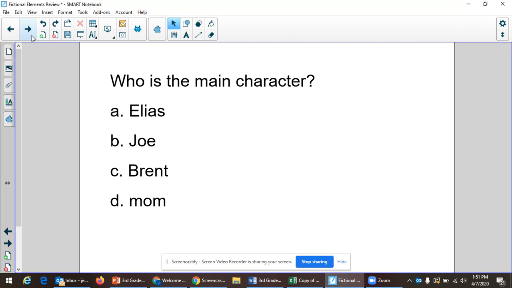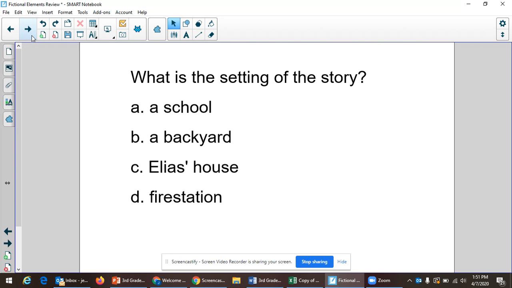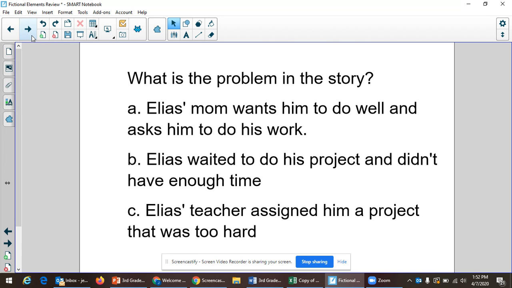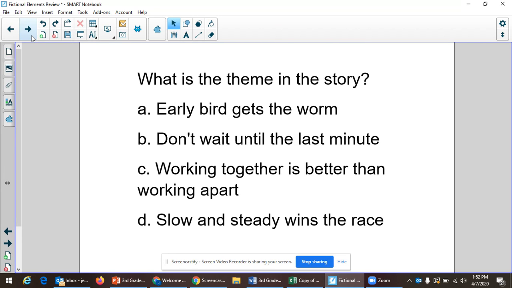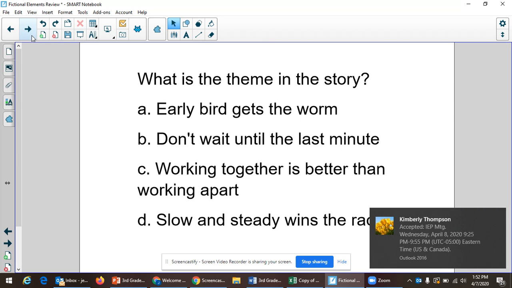Who is the main character? What is the setting of the story? What is the problem in the story? What is the solution in the story? And what is the theme in the story?